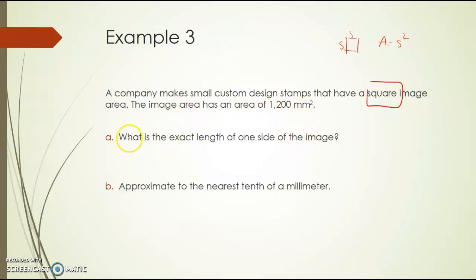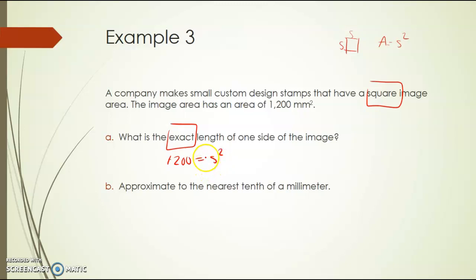Now when it talks about in A, what is the exact length, that means no rounding, no cutting off decimals, it has to be exact. And so with square roots, unless it gives you a whole number, the only way you can be exact is to leave it as a square root. So if it wants the side, let's try this again. We know the area is 1,200, and that would equal side squared.